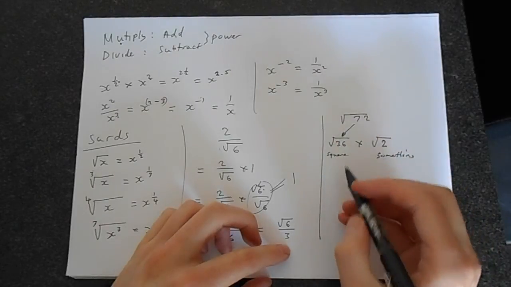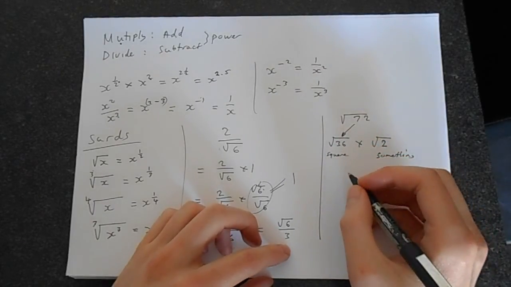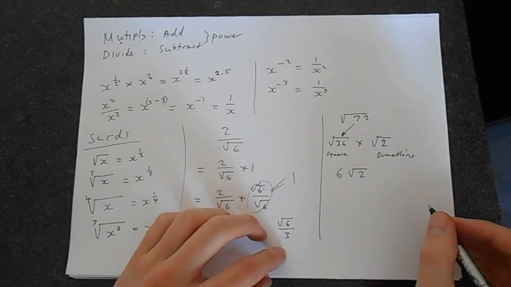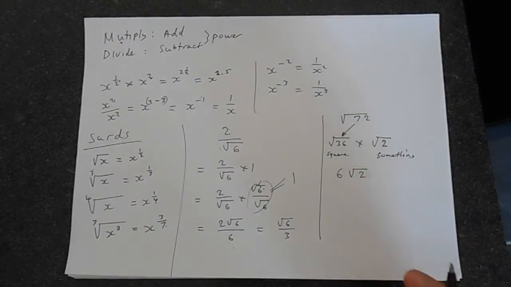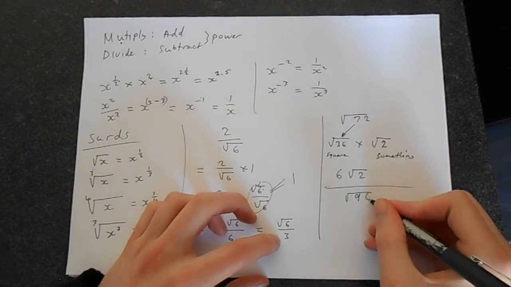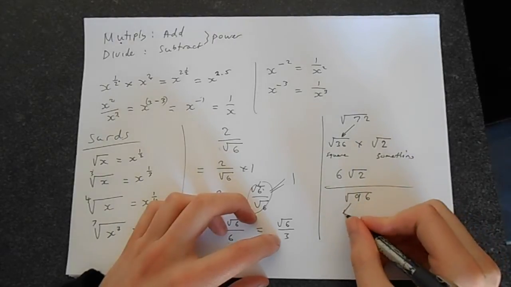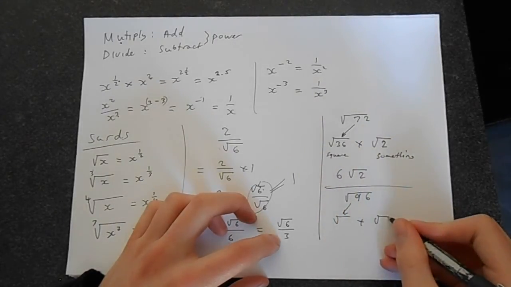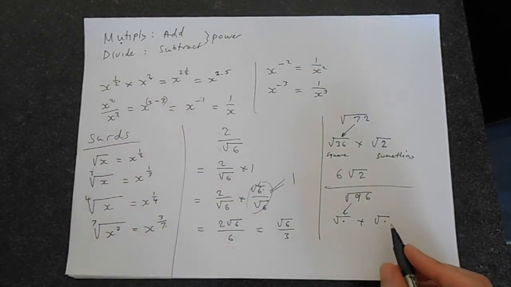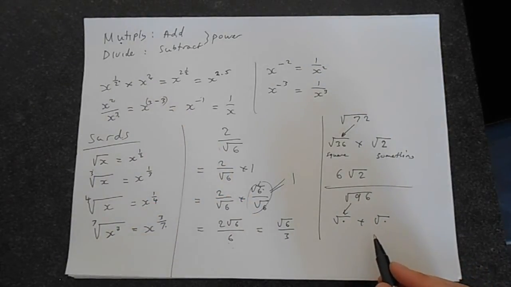And root 36, this is a square, this is 6 squared, so we're left with that. We'll go on and do it. So here's the next one. Say we've got root 96. Well, that can be split up. So we're wanting a square number here, and then another number here that's going to stay as a square root.